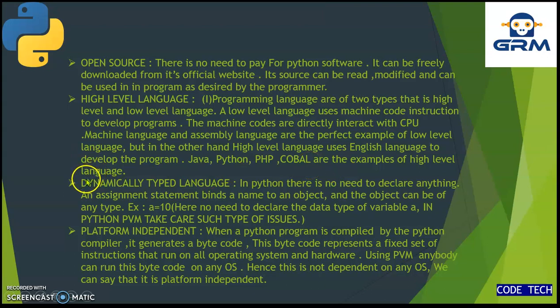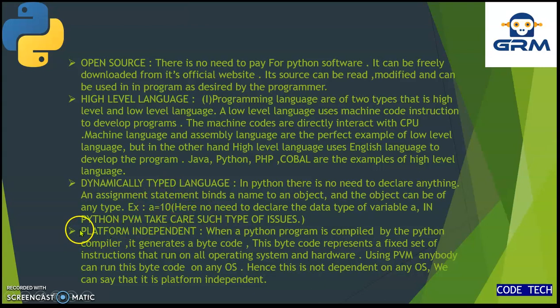Then coming to the next thing, it is a dynamically typed language. That means in Python there is no need to declare anything. An assignment statement binds a name to an object and the object can be of any type. Example, a equals 10. Here there is no need to declare the data type of the variable a. In Python, the PVM takes care of such issues.